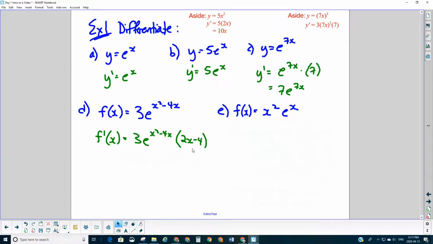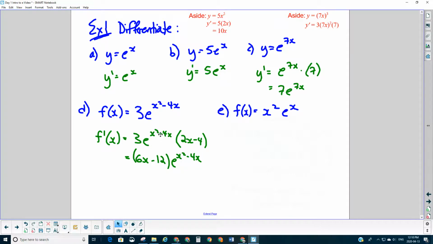Now we can tidy this up. So 2x minus 4 and a 3 out front. This 3 can be multiplied by that. So 3 times 2x is 6x, and 3 times negative 4 is negative 12. So that gets brought in, and then we have this part left over. And that's the derivative.